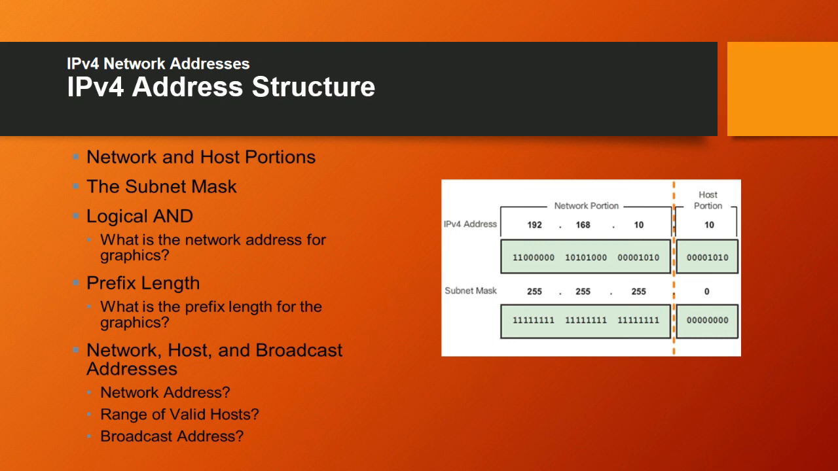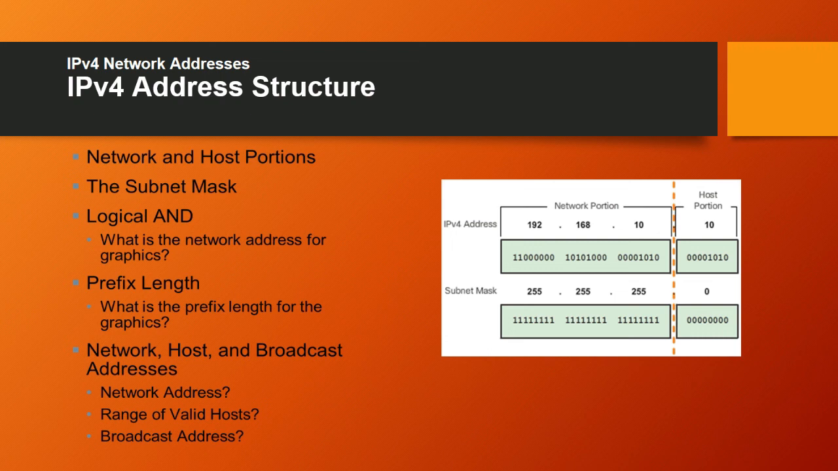Logical AND. So what is the network address for the graphics? It would be the IPv4 address together with the network portion. Prefix length. What is the prefix length for the graphics? It would be the subnet mask.